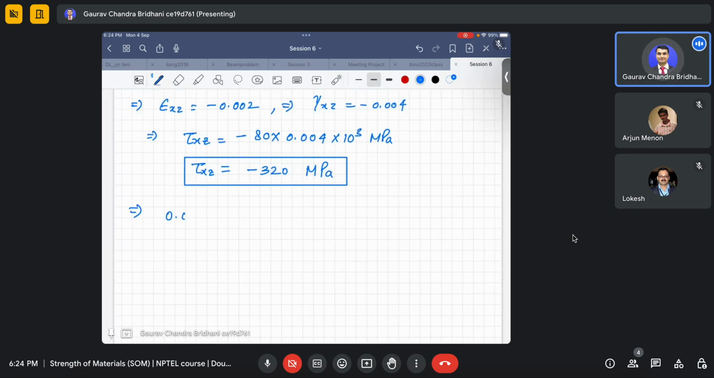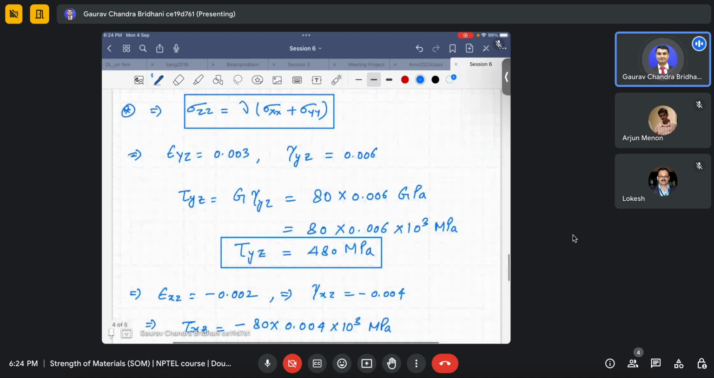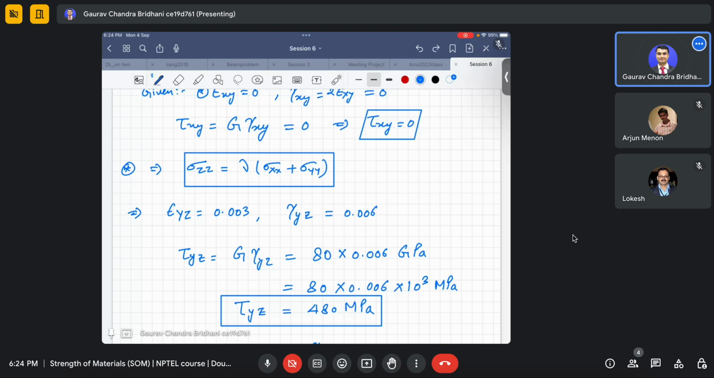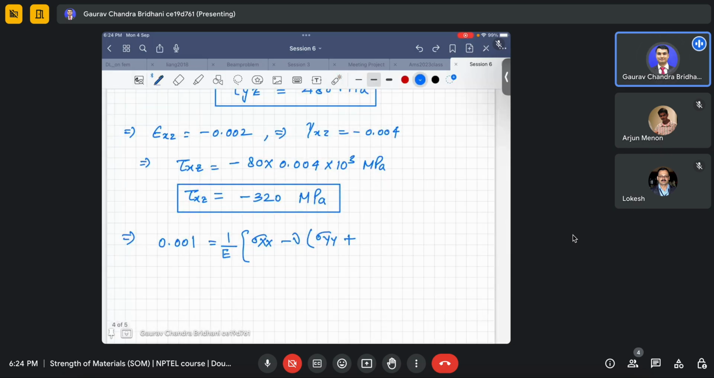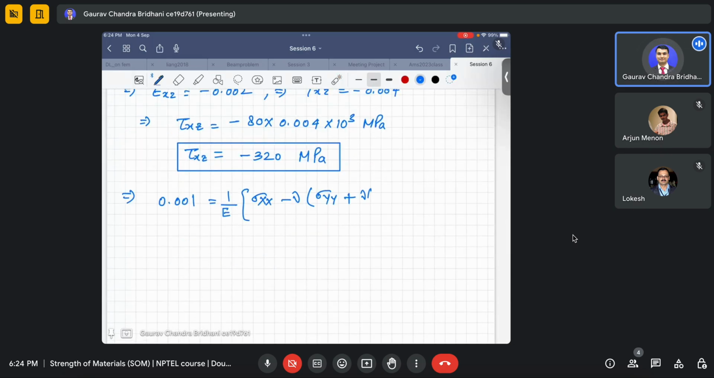So 0.001 is equal to 1 by E, sigma xx minus nu times sigma yy, and then sigma zz. We just saw sigma zz is nu times sigma xx plus sigma yy. So we'll just substitute it there. So nu times sigma xx plus sigma yy.